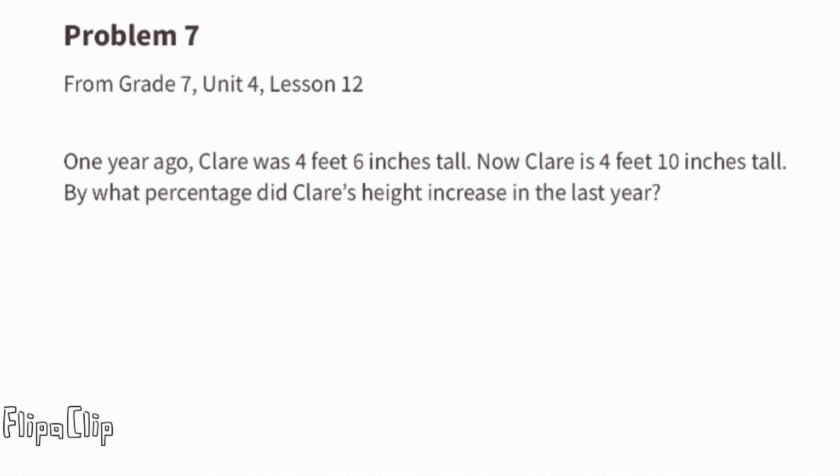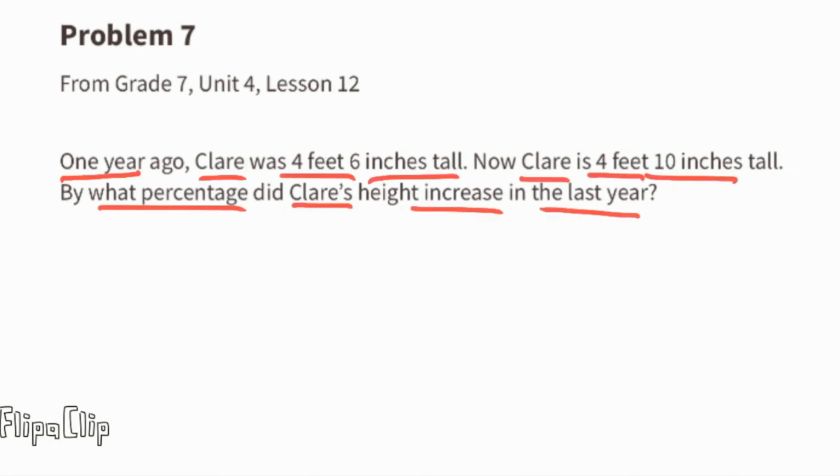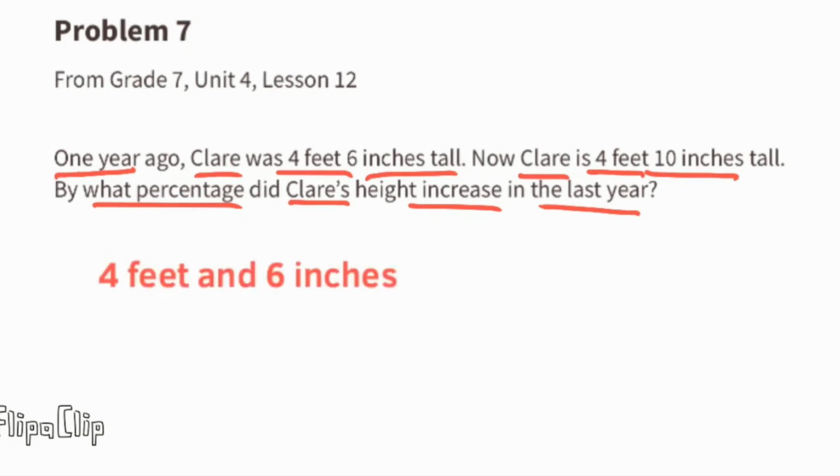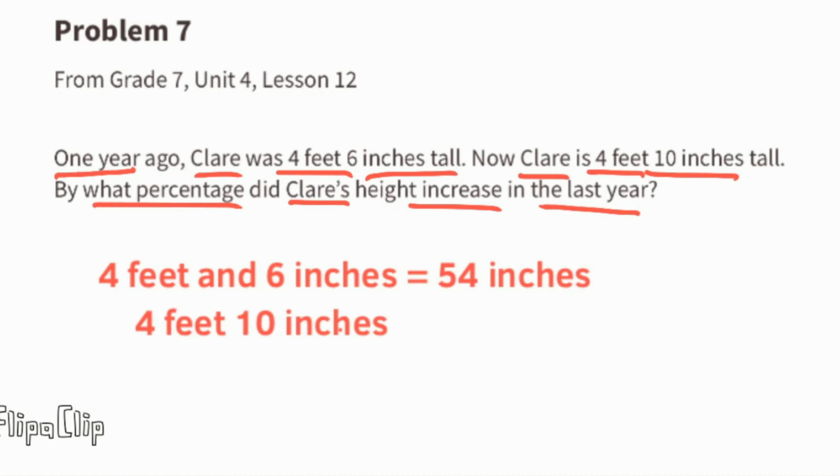Problem number 7 from 7th grade, Unit 4, Lesson 12. 1 year ago, Claire was 4 feet 6 inches tall. Now Claire is 4 feet 10 inches tall. By what percentage did Claire's height increase in the last year? A year ago, Claire was 4 feet 6 inches tall. That's equal to 54 inches. Now Claire is 4 feet 10 inches tall. That's equal to 58 inches.